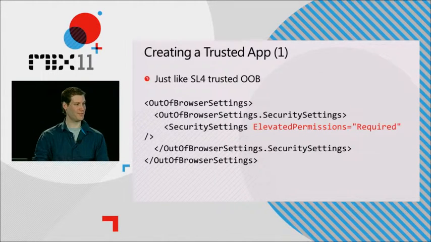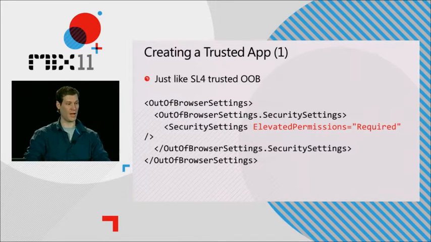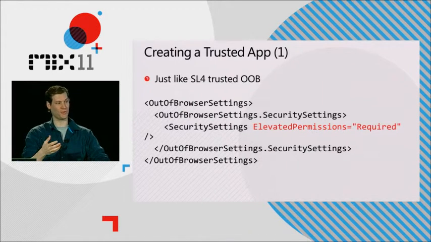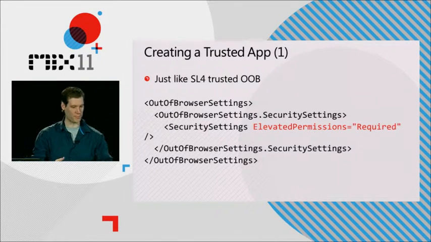To create an in-browser trusted app, you go into the out-of-browser settings, a little weird, and set the elevated permissions equals required. That's the magic. Post-beta, we're going to change where this little blob is, but it's going to be in-browser settings, elevated permissions equal required. So if you're trying it in the beta, that's what you'll be looking for.